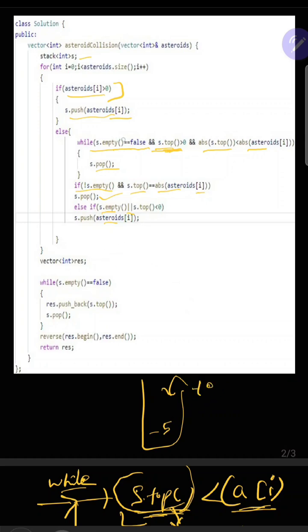After applying all the upcoming asteroids to the stack, we will return the resultant. How? We will check our stack: if not empty, we will push back all the stack elements into the resultant vector, and after that we will reverse it, because, as I told in my previous video, stack is last in first out. Because of the LIFO we have to reverse this, and we return this.